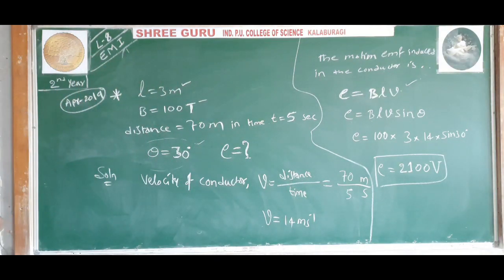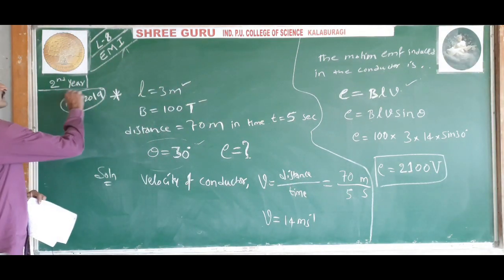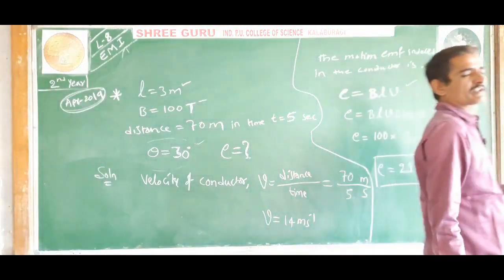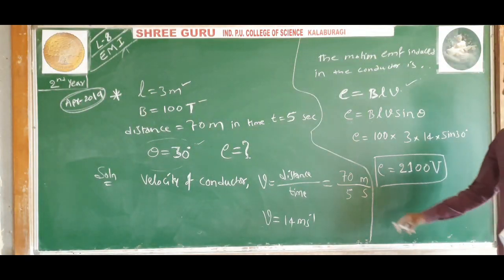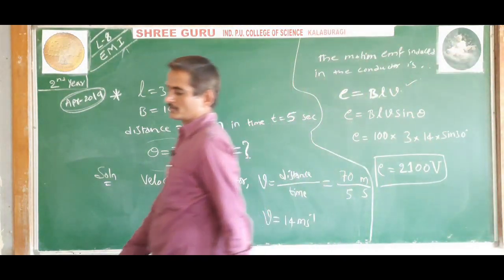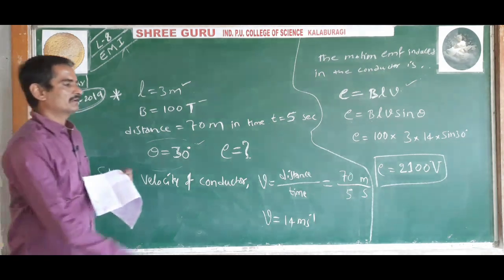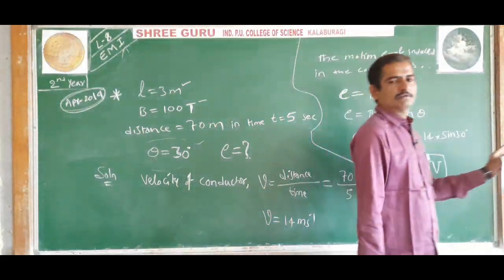2100 volt. Understood? So this is the question asked in the theory question paper of April 2019. For how many marks? 5 marks. For 5 marks they have asked this much. Understood? Try to solve the question properly and try to understand the concept properly.